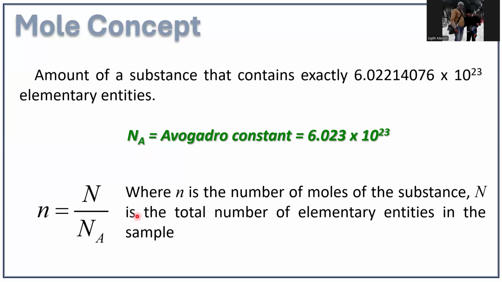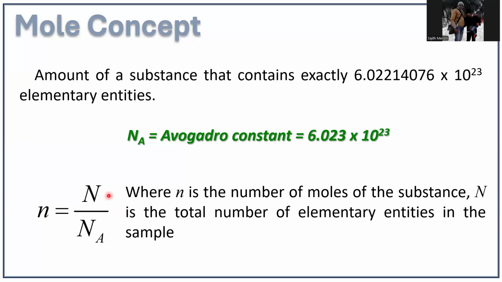Now, if you want to calculate the number of moles of any substance, this equation can be used. Small n indicates the number of moles of a substance, capital N is the total number of elementary entities in the sample, and Na is the Avogadro constant. So to calculate the number of moles, just divide the total number of elementary entities in the sample by Na.